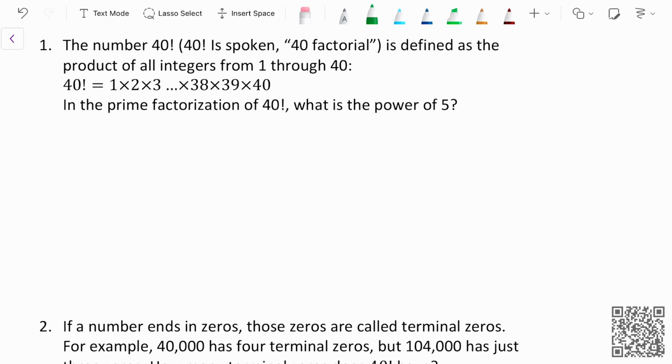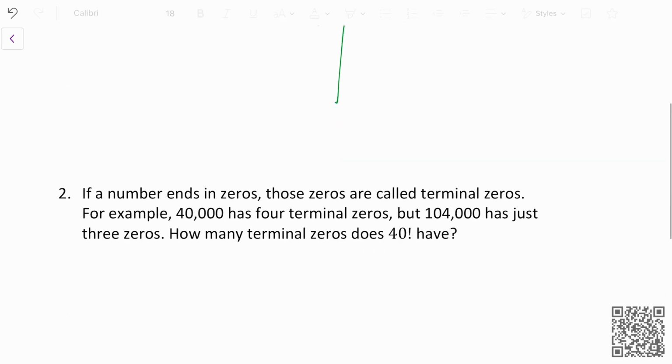Pretty simple, right? So 5, 10, 15, 20, 25, 30, 35, 40. So there are 8. But there's also an exception here, because 25 is the square of 5, it is 5 times 5. So there are two 5s in 25, since it is the perfect square of 5. That means you have to add one more for the extra 5 that you have. So that is 9. The power of 5 is 9.